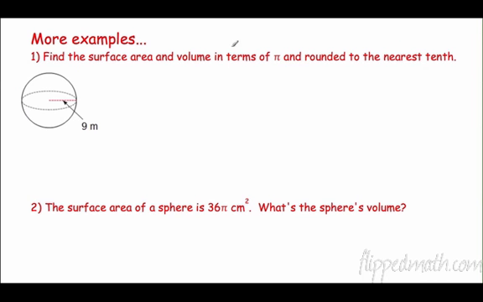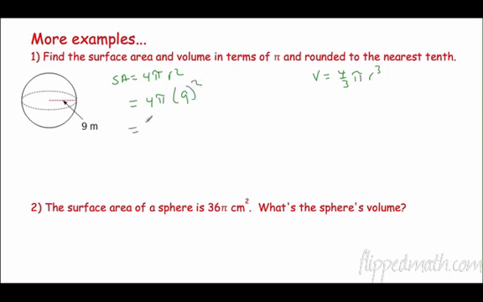Alright, so let's take a look at this. Let's find the surface area and the volume in terms of pi and round it to the nearest tenth. So the first one is going to be the surface area, and we know the formula for that is 4 pi r squared. Volume we're going to find to be 4/3 pi r cubed. So 4 pi times my radius, 9, squared.